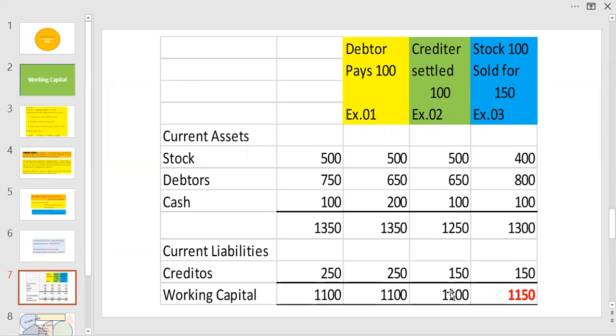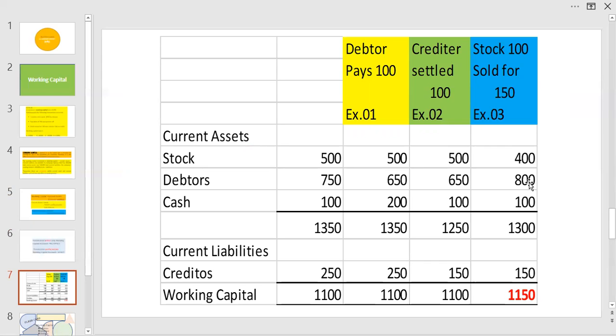But if you look at the third example, which goes as: stock worth 100 was sold for 150. Two accounts are getting affected by this transaction. One is the stock, which is getting reduced by 100. At the same time, the debtors account is increasing, going up by 150.